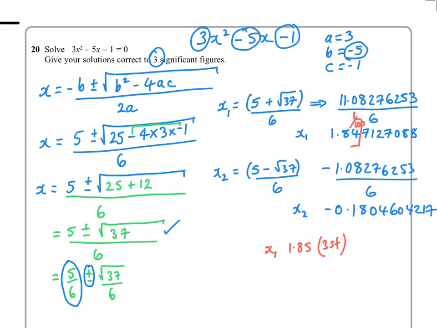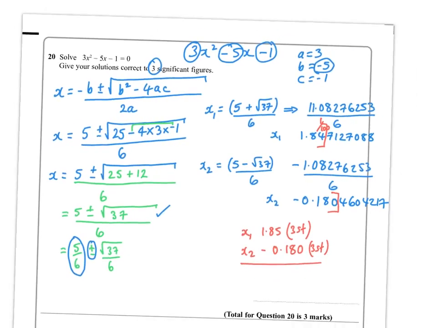See, it's very easy to make a mistake. So the third significant figure is going to be up to here, so I would say x2 is negative 0.180 to 3 significant figures. Okay, so that's how I'd give my answer doing it that particular way.